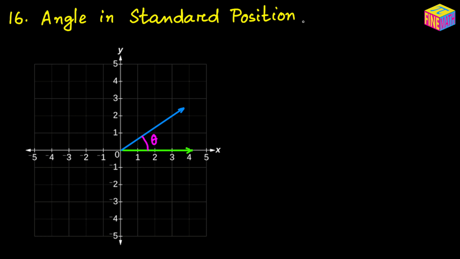Now, why is it standard position? Because we are starting at the origin, the initial ray is along the positive x-axis, and the terminal ray is wherever it needs to be. So in that case, this angle will be called an angle in standard position.